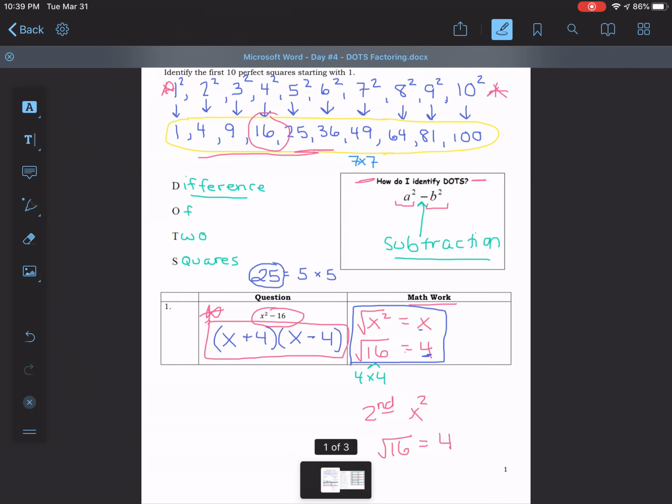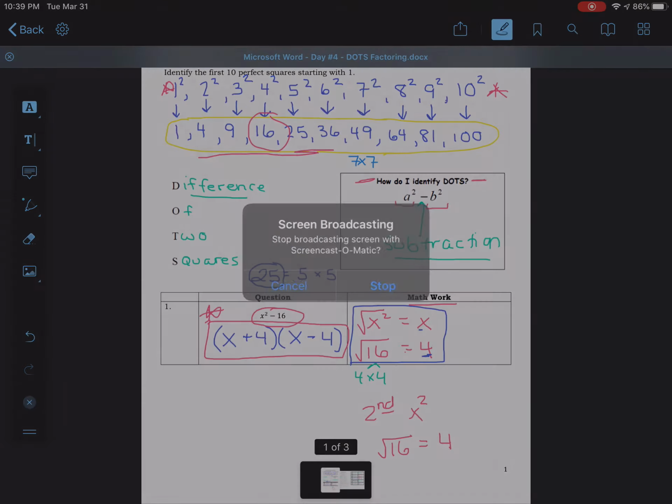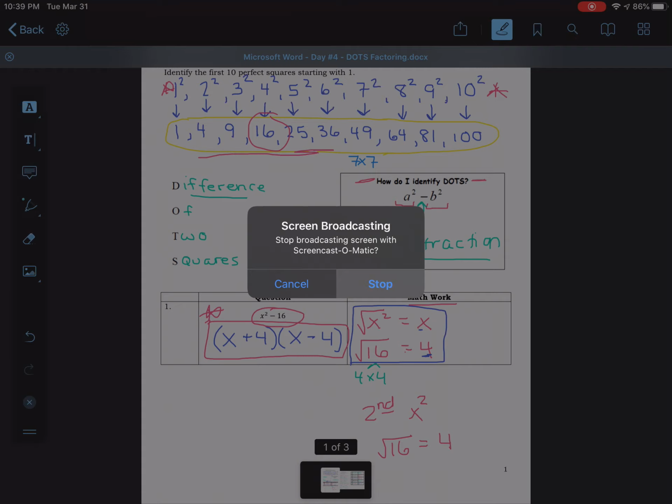And that's it. That's how you factor a difference of two perfect squares. So I'm hoping that this makes some sense. If it doesn't, send me an email. We can meet for a video conference on Zoom, and we will get this all figured out.